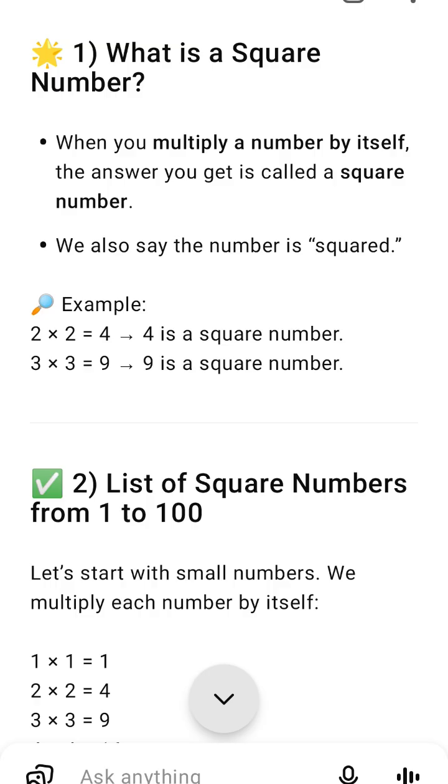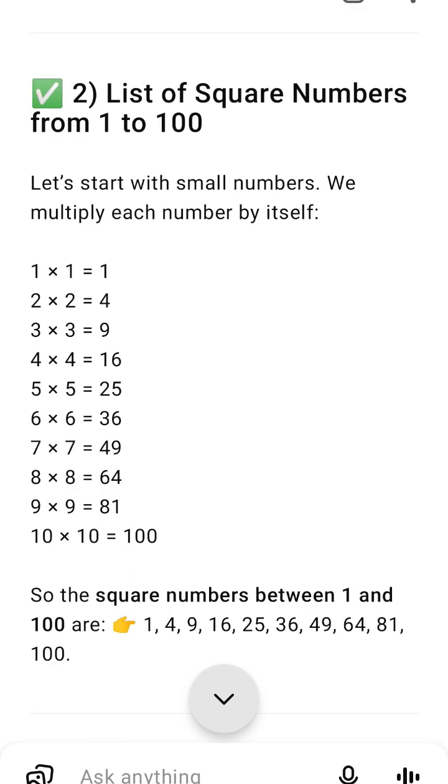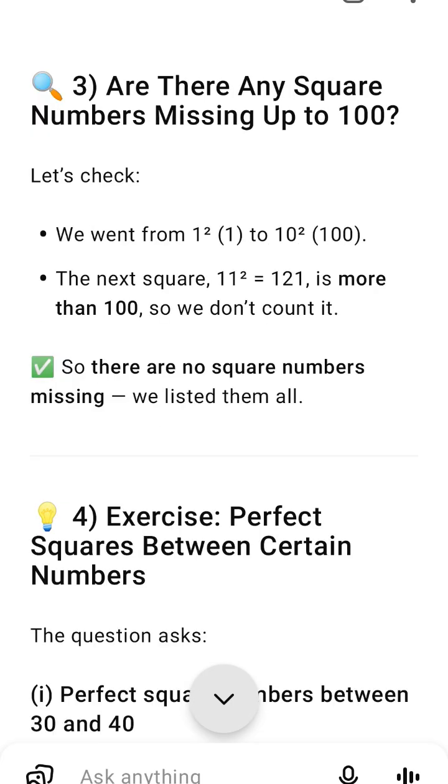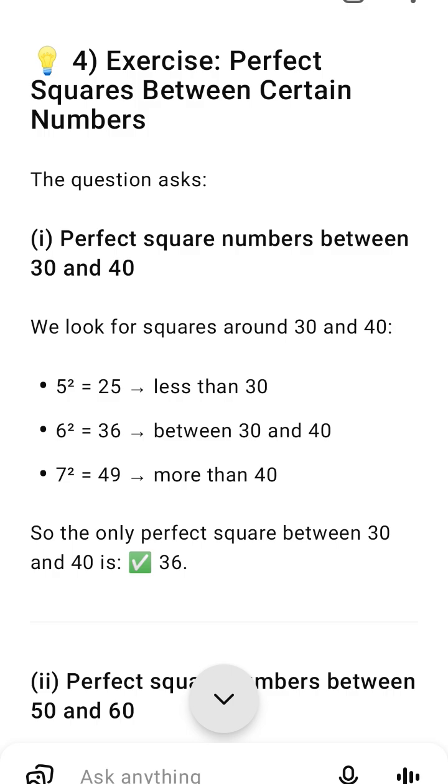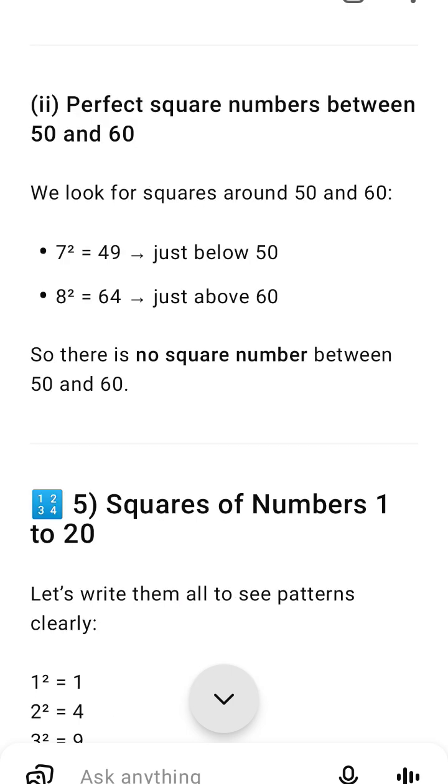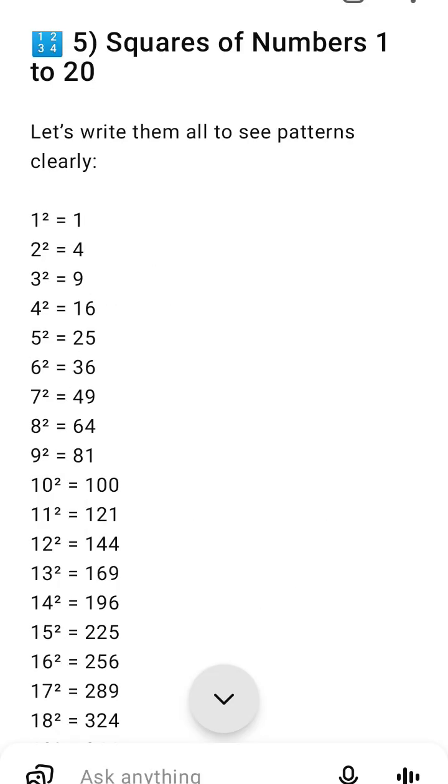9. Important rules about square numbers. A square number is a whole number multiplied by itself. All perfect squares up to 100 are 1, 4, 9, 16, 25, 36, 49, 64, 81, 100. Square numbers always end with 0, 1, 4, 5, 6 or 9. Square numbers never end with 2, 3, 7 or 8. Just because a number ends in 0, 1, 4, 5, 6 or 9 doesn't mean it's a square.